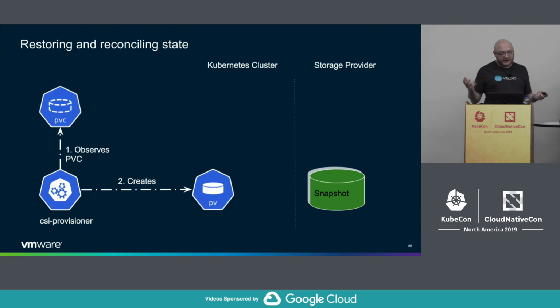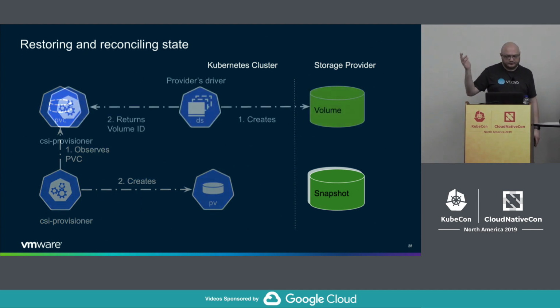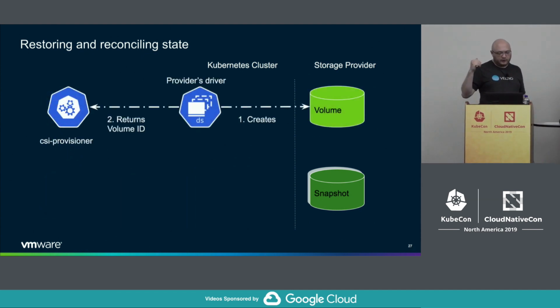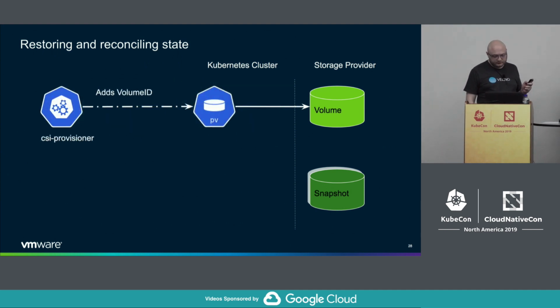So now when we reconcile state on restore or copying, we have the CSI provisioner controller, again, a common controller written by the SIG storage community. This is going to watch for a persistent volume claim that has a data source. It's going to create the PV, and then it's going to ask the provider's driver to create the volume. The provider's driver will then give the volume ID to the CSI provisioner so it can update the PV with that information. And once that volume ID is added to the PV, it can point to the volume.